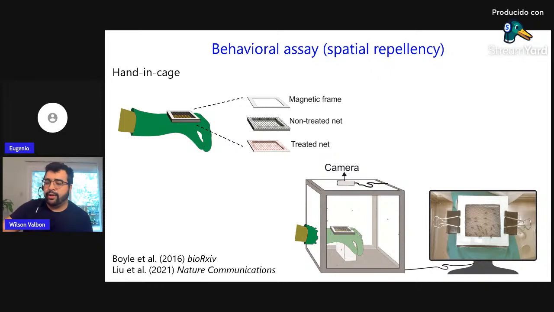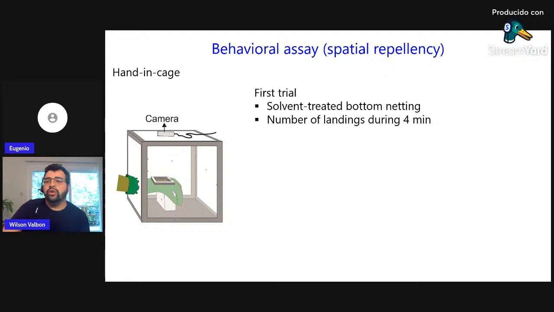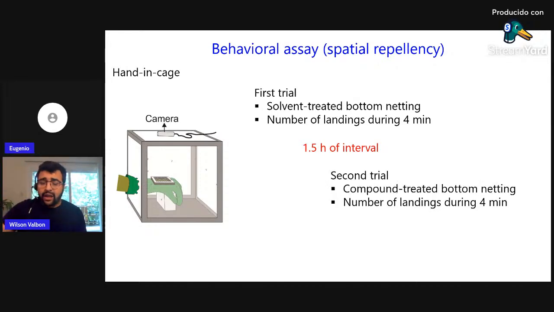To provide more information about this methodology, we evaluate the number of landings in 2 moments. In the first trial, we offer our hand with the bottom net treated with solvent only. Most of the time we use acetone, which is a very good solvent. We wait for the acetone to evaporate, then place the net in the glove and put our hand inside the cage. Then we count the number of landings during 4 minutes. We do this with 10 cages. Then we wait 1.5 hours, an interval for the mosquitoes to recover from the first exposure. Then with the same batch of insects in the same cage, we expose again, but now the bottom net is treated with the compound. Then we count the number of landings again.